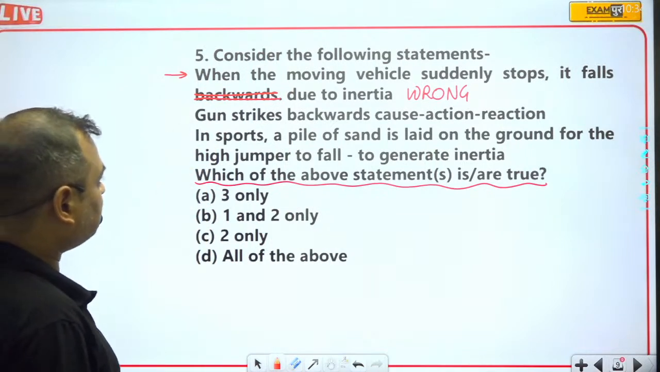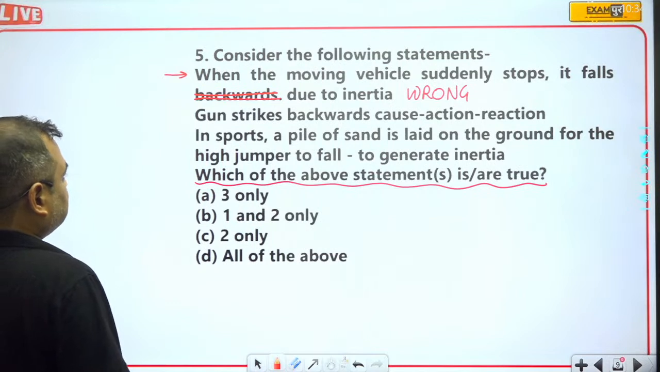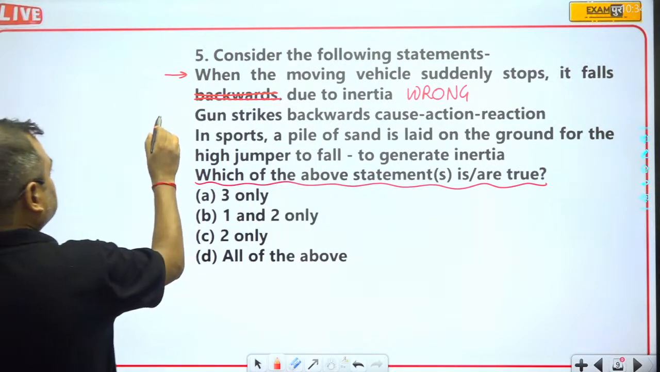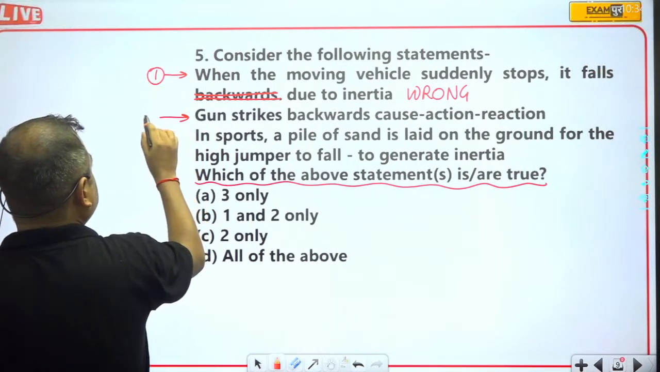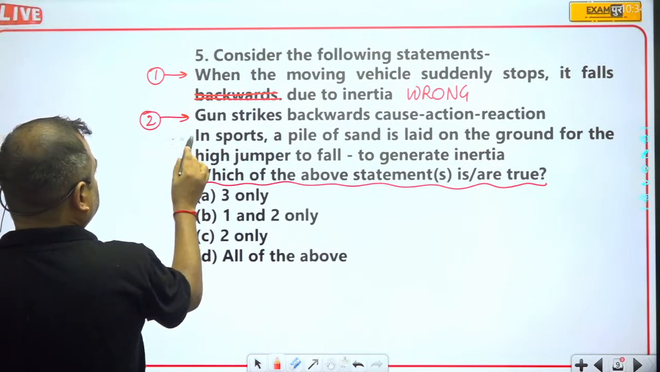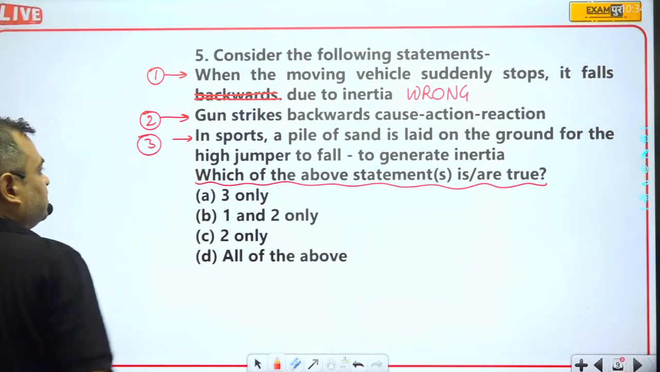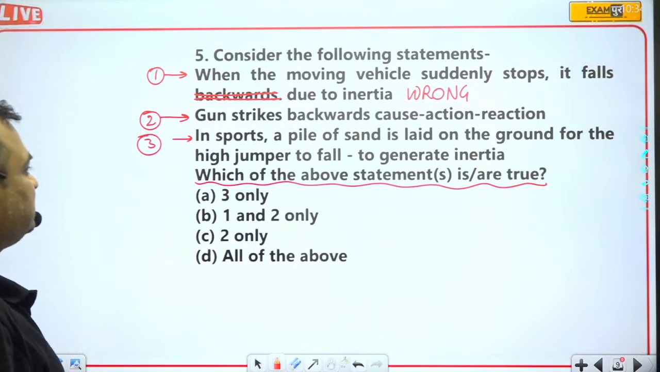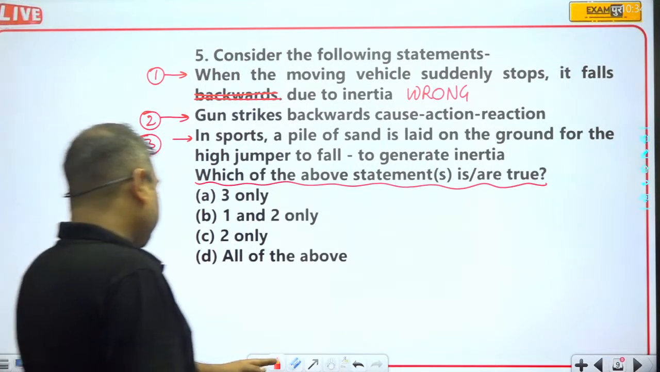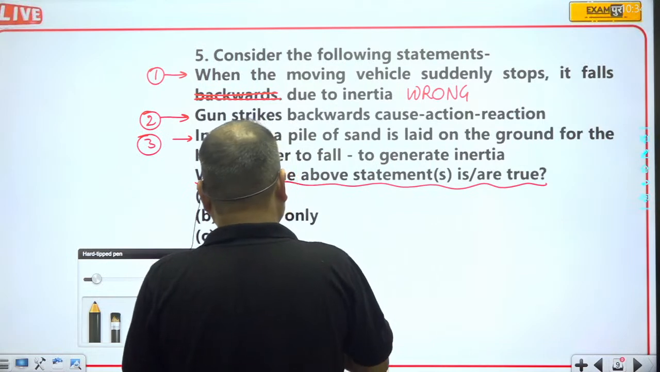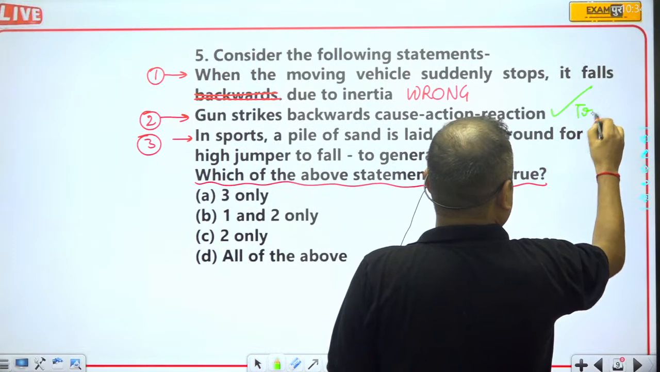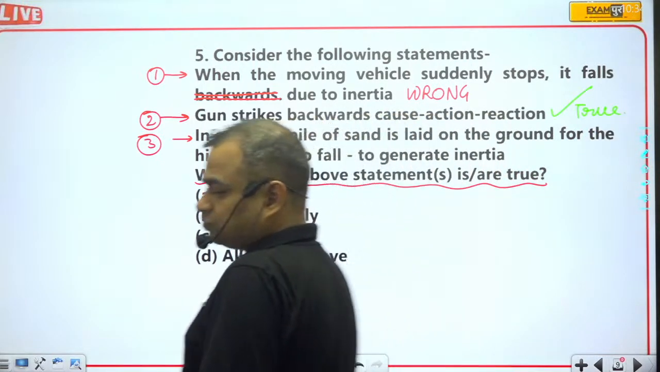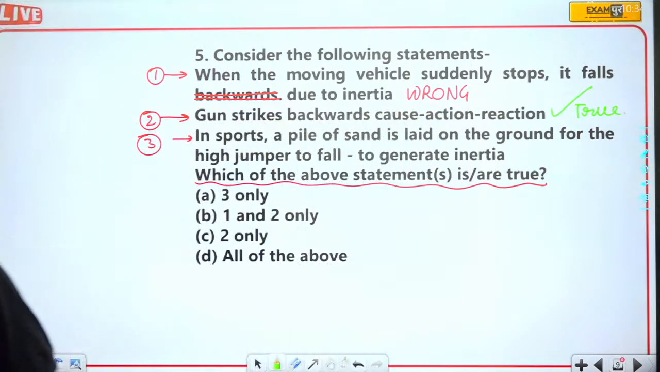A gun strikes backwards because of action and reaction. This is the first, this is the second, and this is the third. The second option is actually the correct answer. So the second is true.